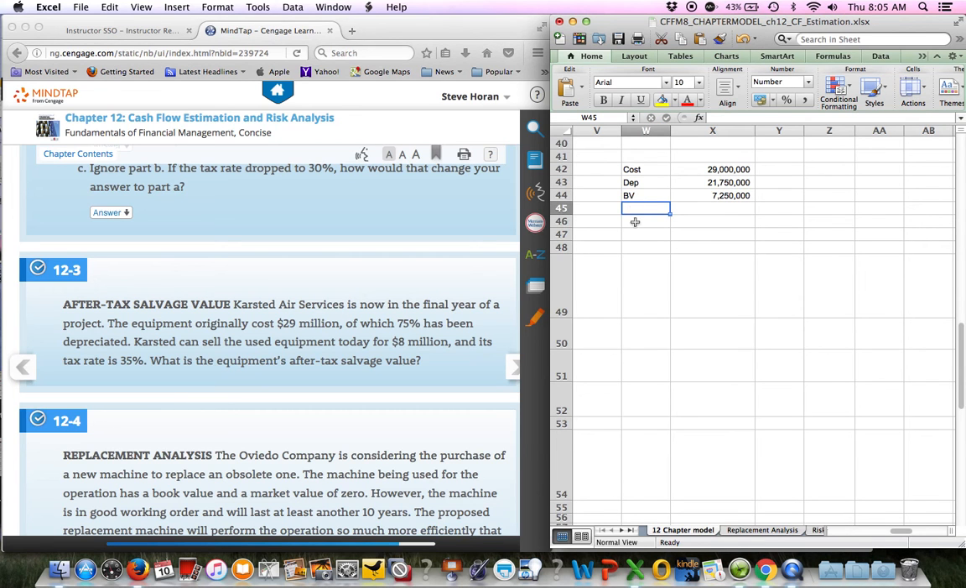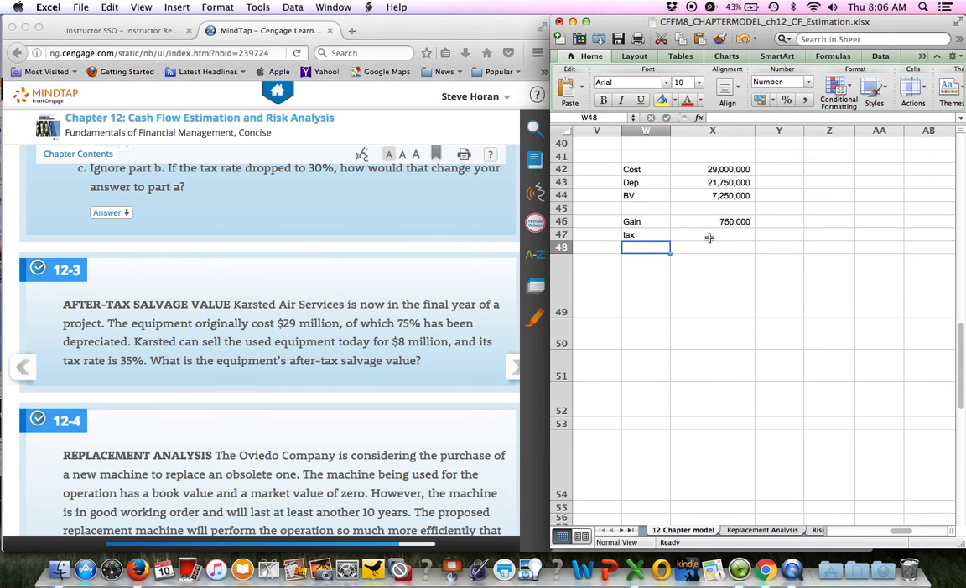Now the question is, what's my gain? Well, to compute a gain, you figure out what did I receive versus what did I give up. And I received $8 million, so I'm going to type in plus 8 million. And I gave up book value $7,250,000. So my gain is $750,000. 8 million minus $7,250,000.